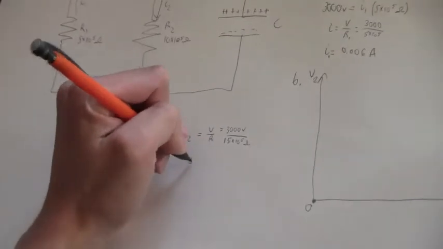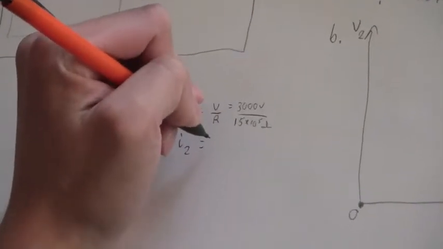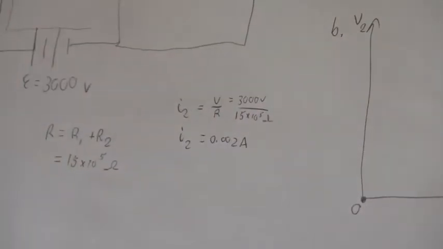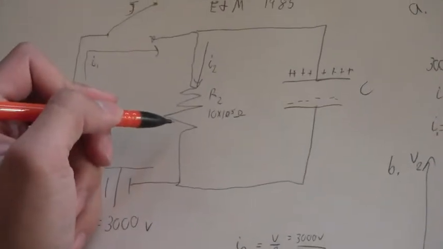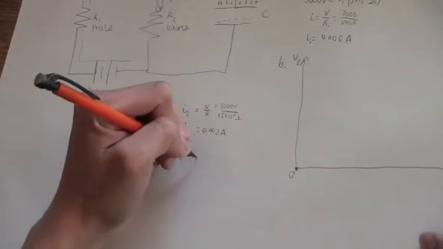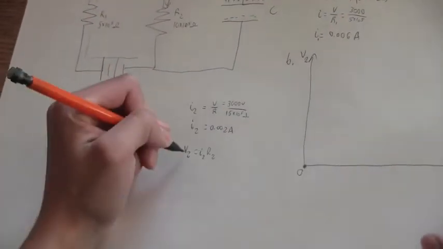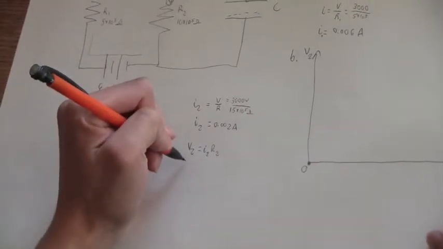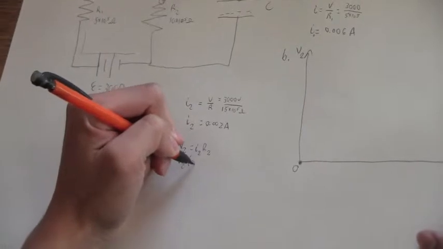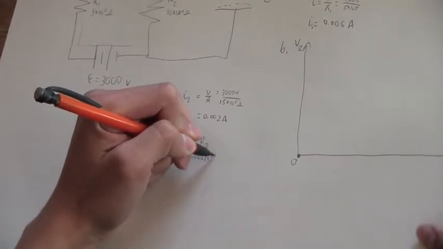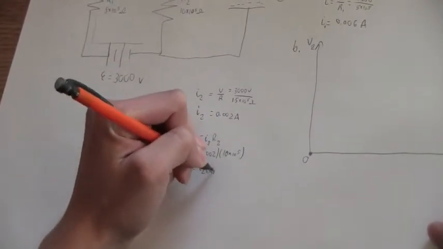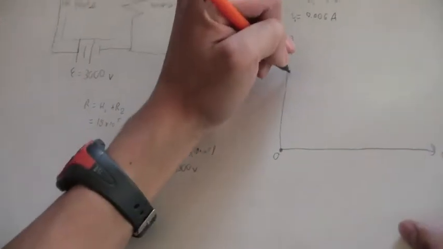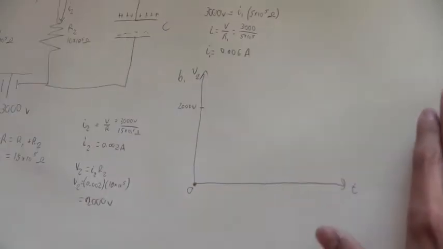And with your calculator, you can find out that I2 is equal to 0.002 amps. So, you have the current I2, and you have R2, so you can find V2, because V2 equals I2 times R2. And the voltage across resistor 2 is going to equal 0.002 times 10 times 10 to the 5th, which is going to equal 2,000 volts. So, you know that in the end it's going to equal 2,000 volts.